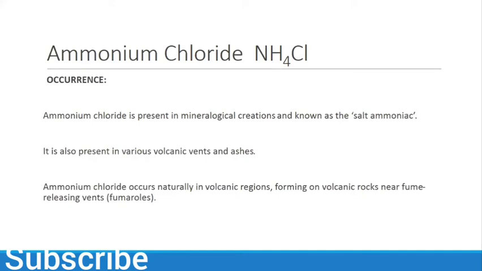What are volcanic vents? Where earth will open and lava and other material come out from the earth. So we can find ammonium chloride near these volcanic vents. Ammonium chloride occurs naturally in volcanic regions where we have this lava and we have this volcanic vent. We can find ammonium chloride easily.